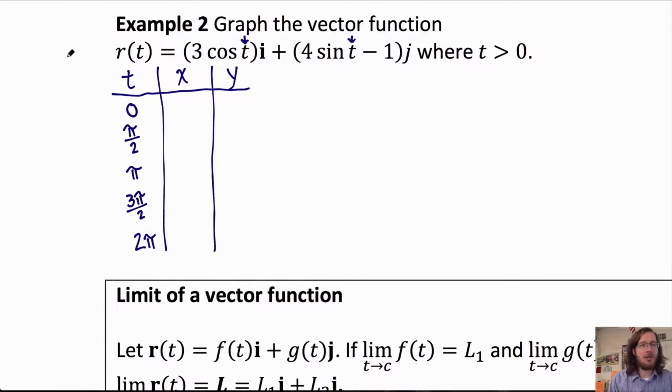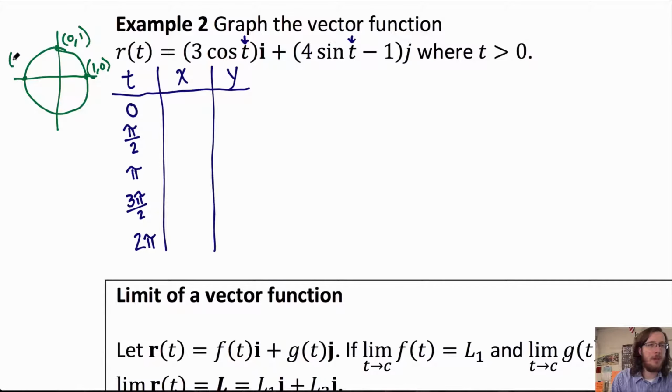Thinking about our unit circle, let me just sketch it here for reference. So we plug our first t value, 0, into x. The cosine of 0, so 0 degrees or 0 radians, cosine is our x component, so that's a 1. 3 times 1 gives us 3.